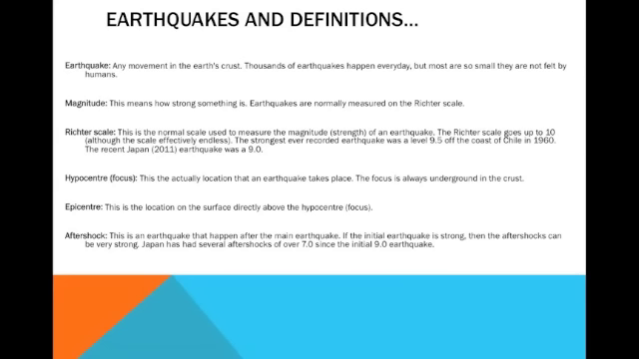Epicenter, this is the location on the surface directly above the focus. And the aftershock, this is an earthquake that can happen after the main earthquake. If the initial earthquake is so strong, then the aftershocks can be very strong as well. Japan had several aftershocks of over 7.0 since the initial 9.0 earthquake.